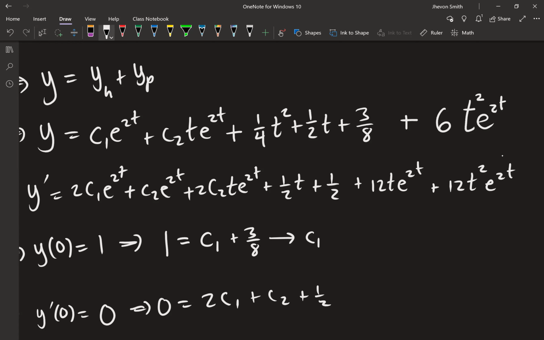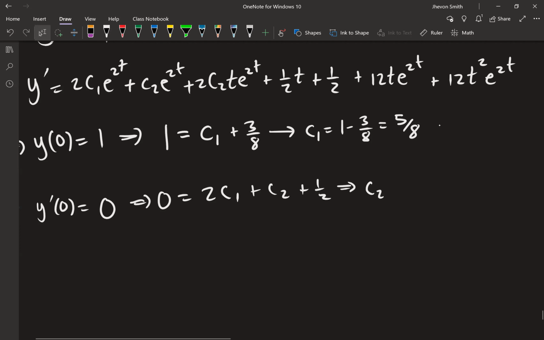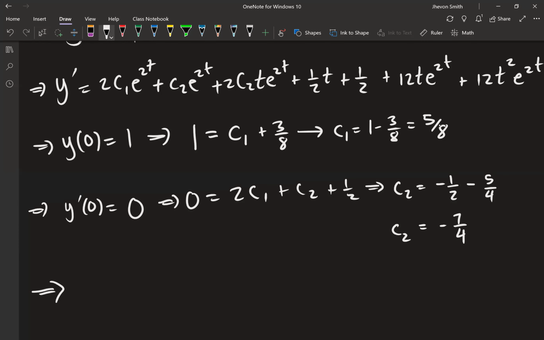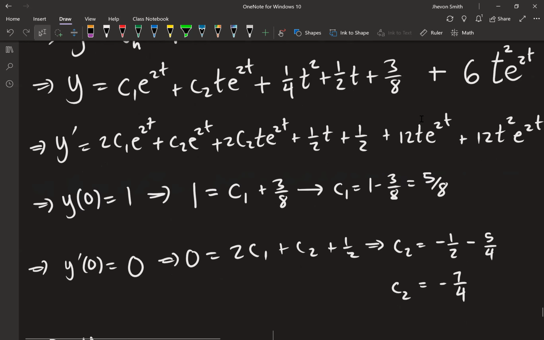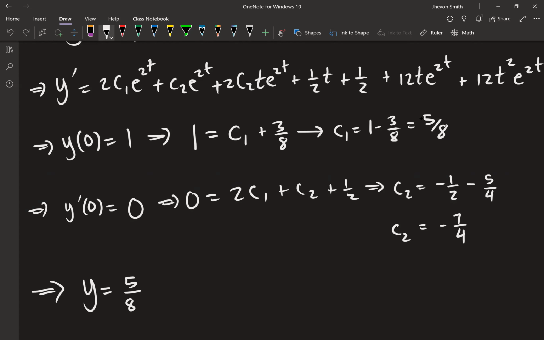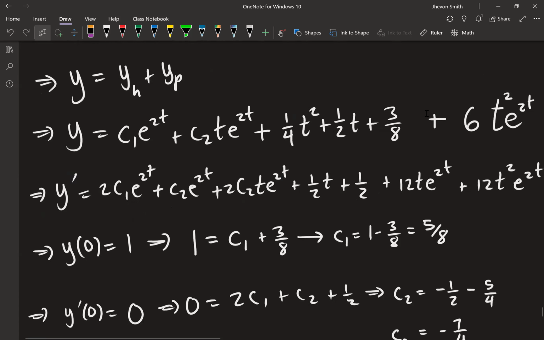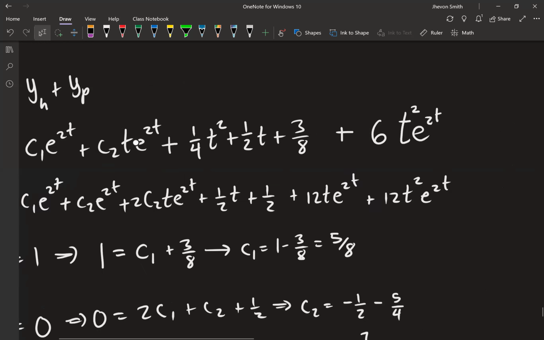So from this, I get that my C1 is going to be 1 minus 3/8, which is 5/8. And from this, I would get that my C2 is going to be equal to minus a half minus 2 times 5/8, which is 5/4, which is minus 7/4. So this means our y finally is going to be equal to C1, which is 5/8 e to the 2t, plus C2, minus 7/4 t e to the 2t, plus the particular solution.